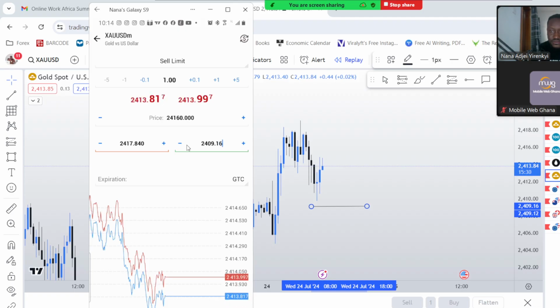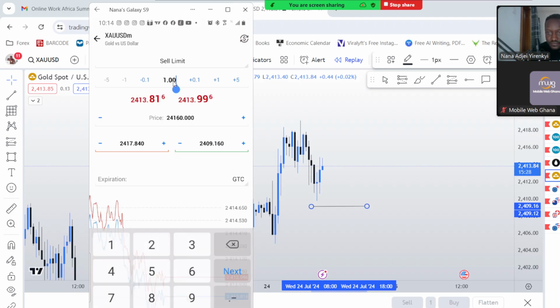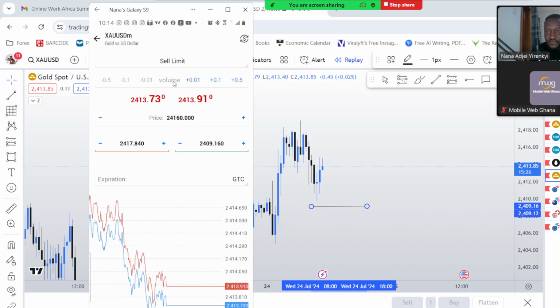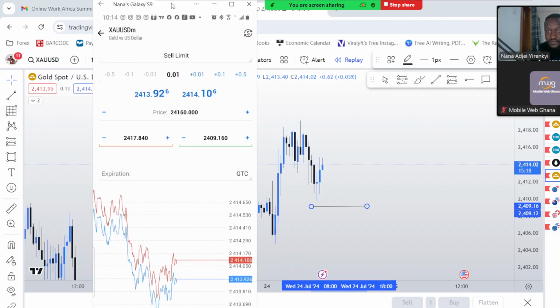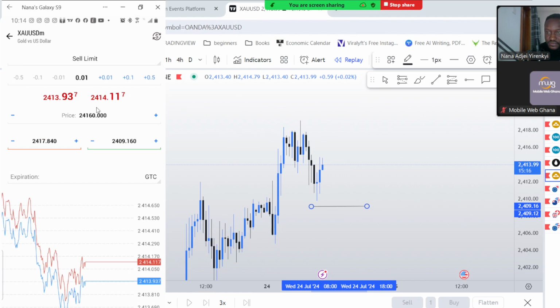2409.16 as our TP. So this over here is where we're going to set our lot size. Okay, so all you need to do is just set your lot size. We're going to talk about lot size very soon. All right, then we just execute our trade.